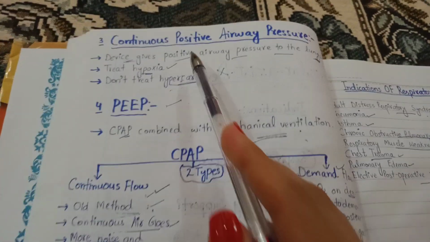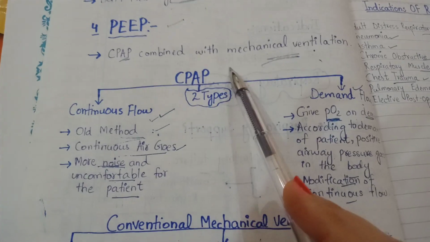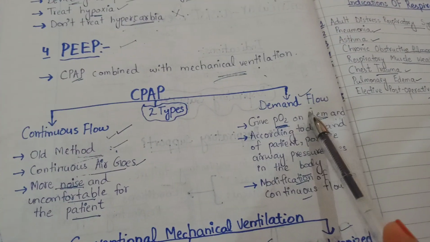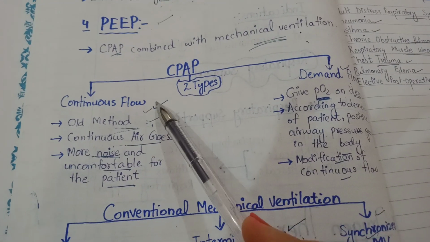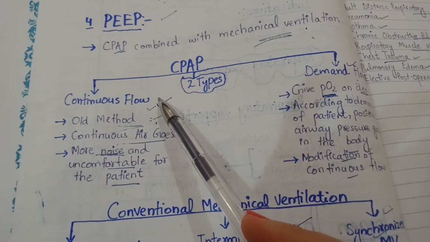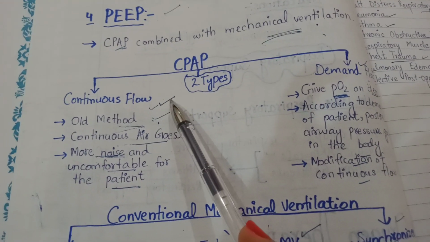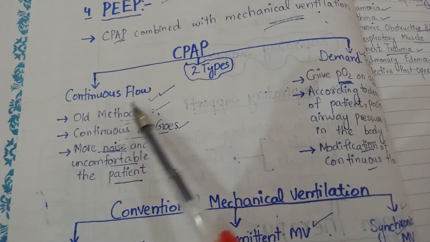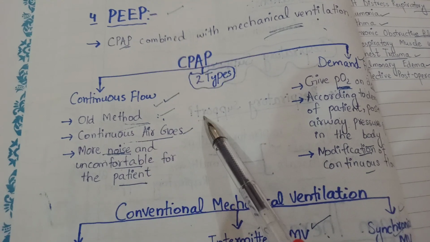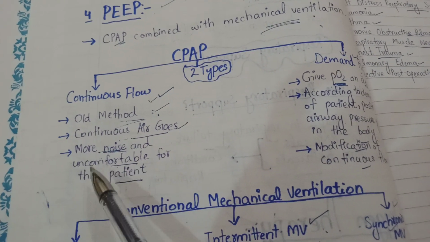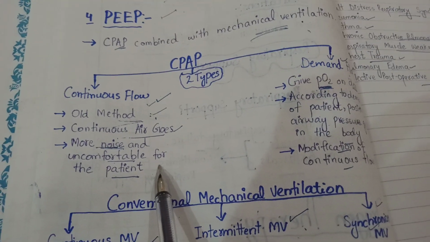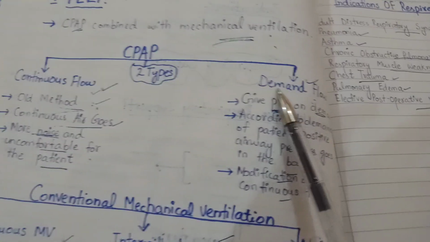Continuous positive airway pressure is also called CPAP. CPAP has two further types, continuous flow and demand flow. In continuous flow, as its name shows, continuous air goes into the lungs whether the patient has need or no need. It is an old method. Continuous air goes into the lungs, but it has two drawbacks: it has more noise and it is more uncomfortable for the patient.